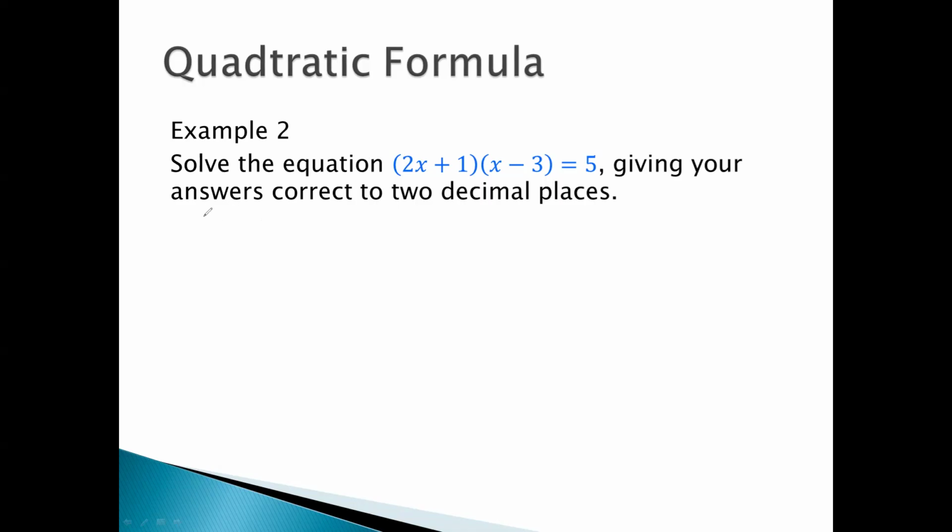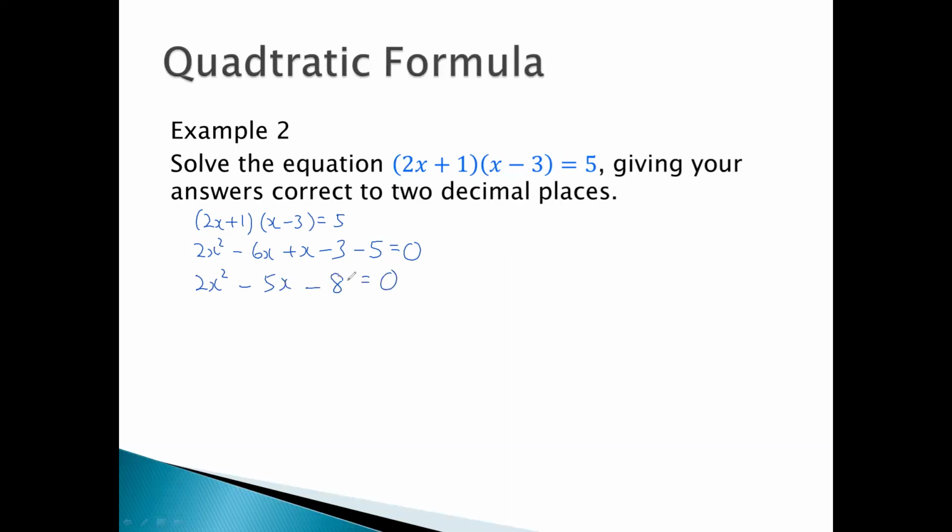So what do we do then? We have to do expansion. So let's write it out first. (2x + 1)(x - 3) = 5. So expand: 2x² - 6x + x - 3. Now this 5, I'll move it over to the left so that I get a 0 on the right. Simplify it: 2x² - 5x - 8 = 0.